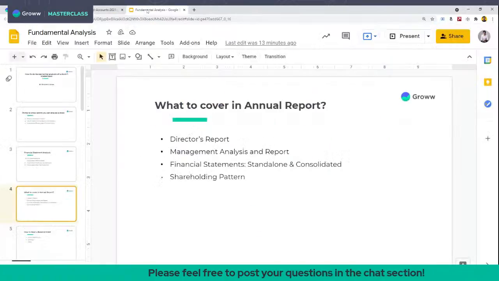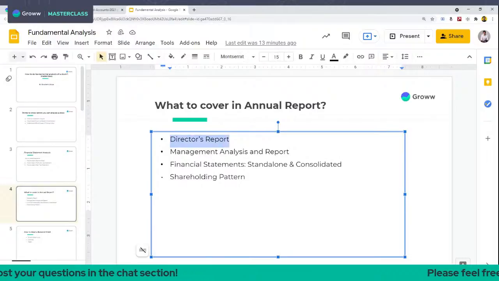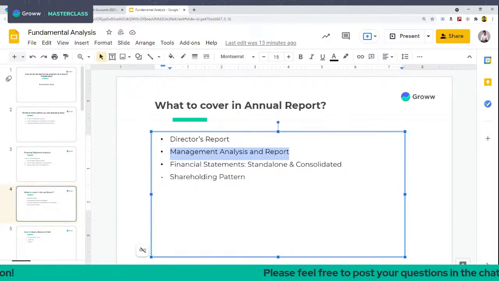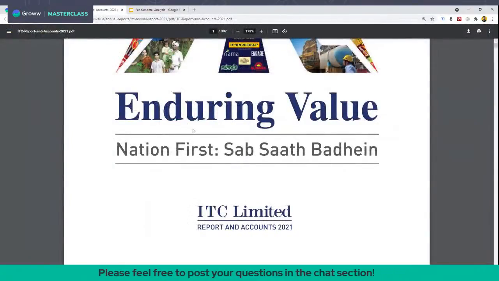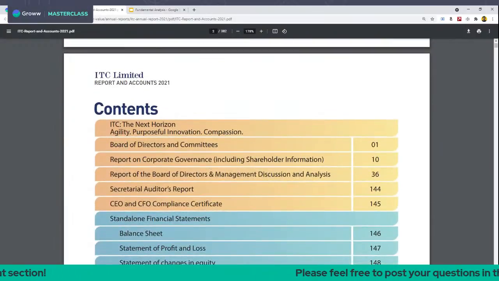Now, the first thing we need to look at when you look at an annual report is something called the director's report and management analysis report, right? What is this director management analysis report? I'll tell you. Every company's directors, every company's main promoters, right? The people who are running this company come out with a report which talks about their own company.